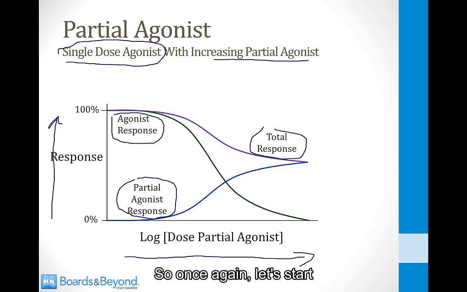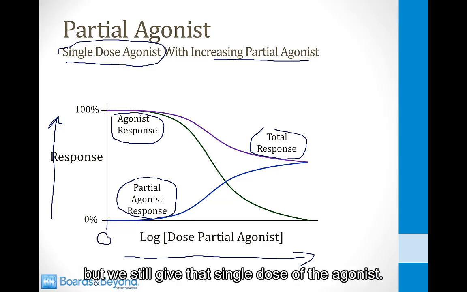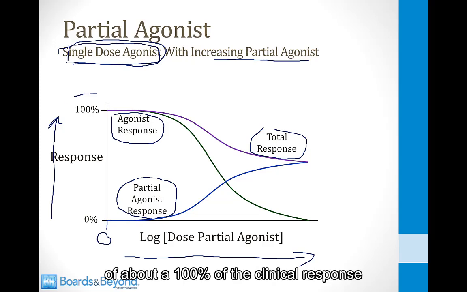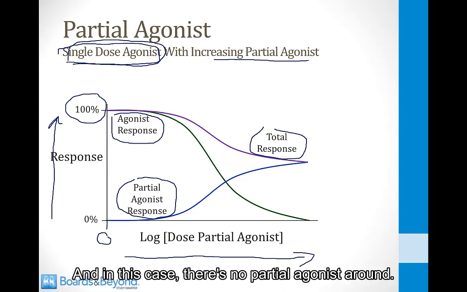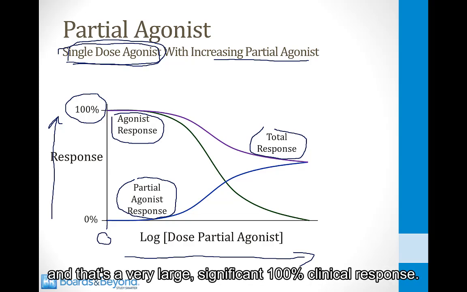So once again, let's start by imagining we give a dose of 0 for the partial agonist, but we still give that single dose of the agonist. So what we're going to see is a very large clinical response of about 100% of the clinical response that's achievable. Because remember, the agonist has a very powerful clinical response. And in this case, there's no partial agonist around. So the total response is all coming from the agonist, and that's a very large, significant 100% clinical response.